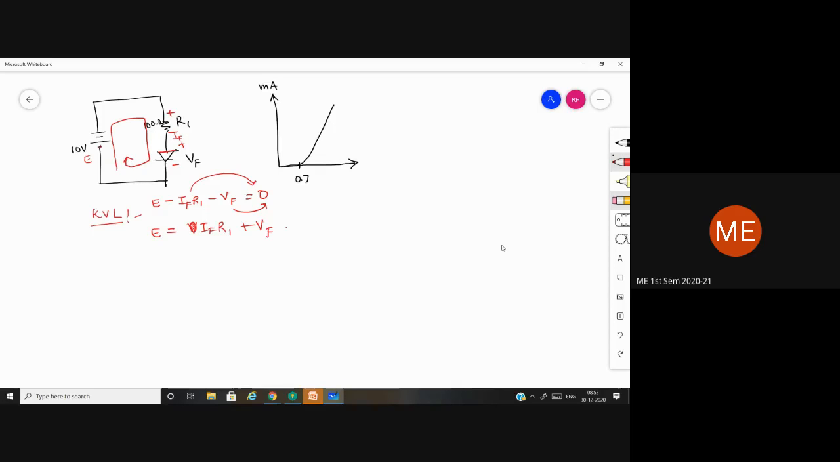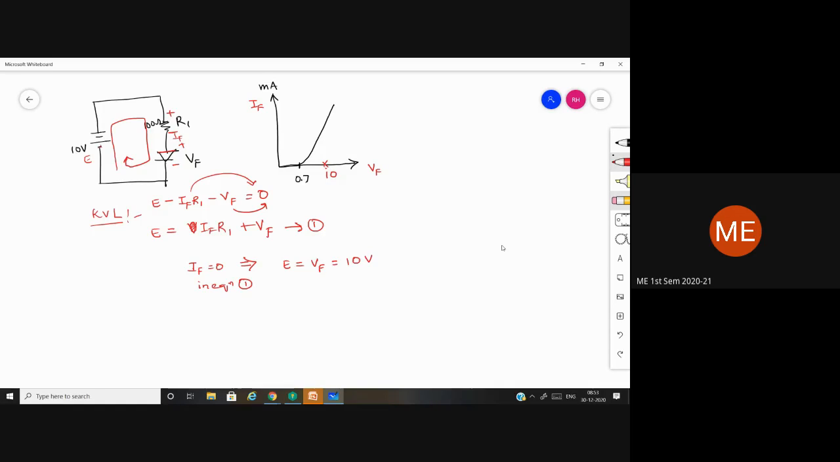Okay, so this is our VF and this is our IF, and we need to plot the DC load line for this. To get a point on this, I'll substitute IF equal to 0. Take this as equation 1. With IF equal to 0 in equation 1, we get E is equal to VF. What is the value of E? 10 volts. So this point is 10.